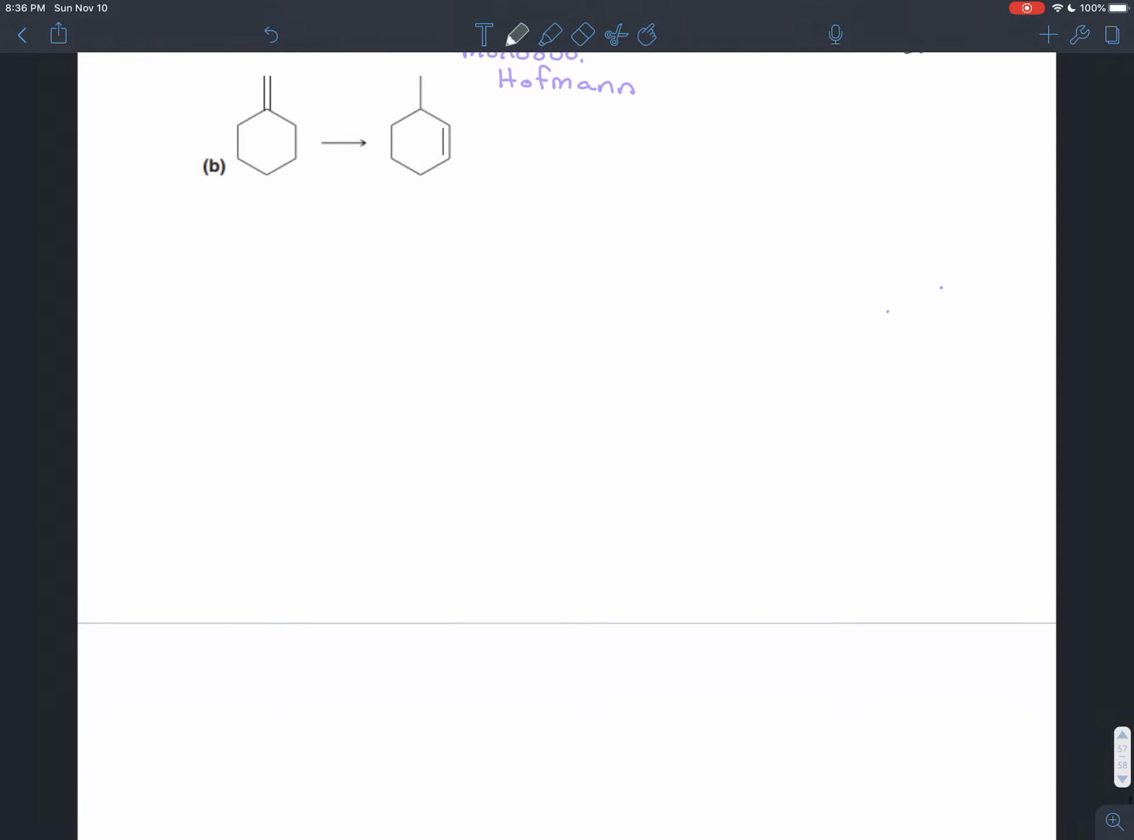Okay, finally B. And B is very, very similar. So you see a pi bond, and instantly you should be thinking, okay, I know what I can do with that is addition, as opposed to substitution or elimination. And confirmation of that is that the pi bond is not there as you go from the reactant to the product. So we have to do addition.